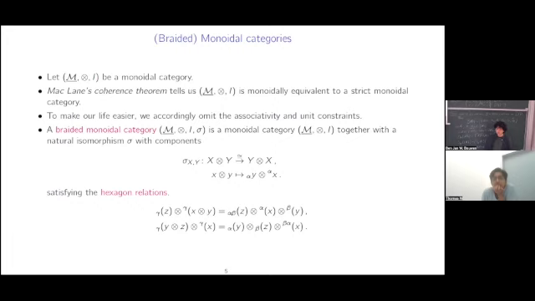These are, again, the explicit components that you have. We will always use this notation. And this braiding has to satisfy the hexagon relations. If you forget about this, you can look at the right side of the blackboard.